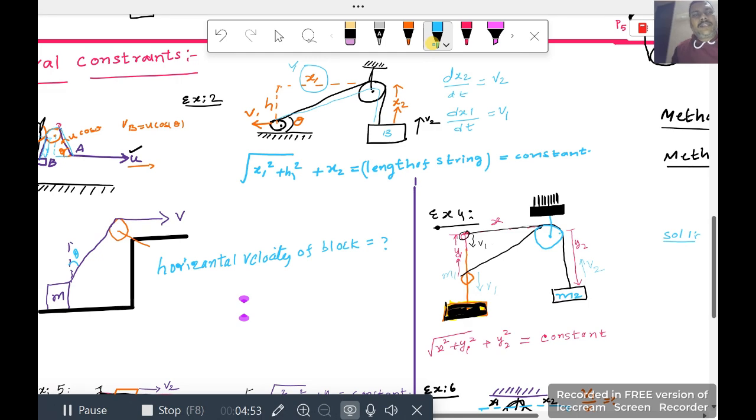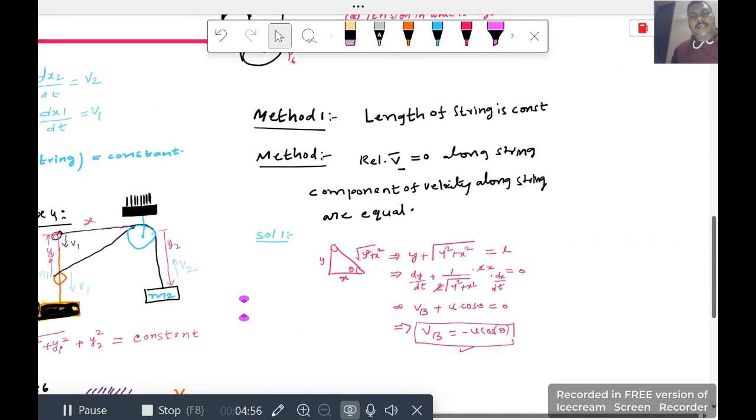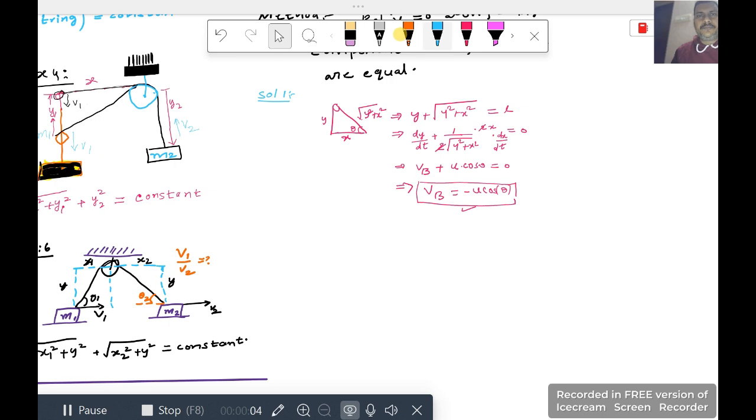Now consider the second diagram, the solution for the second one. The diagram is like this. Here is the pulley. This is velocity v1, and here this is v2.